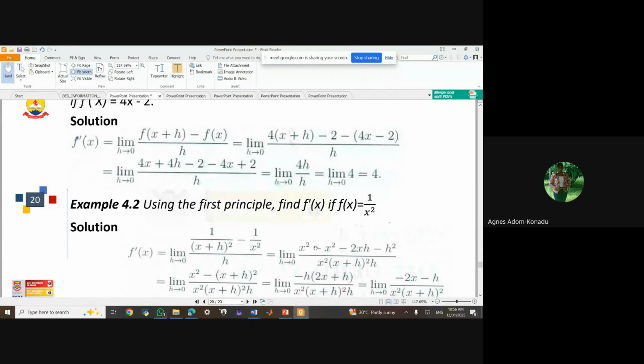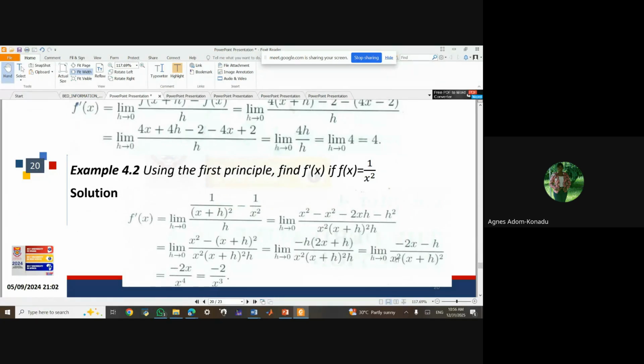When you simplify, you're going to get x squared minus 2xh minus h squared. X squared can go with x squared, and I'll have minus h into 2x plus h, all divided by x squared into x plus h squared. Then this h can go with this h, and I have minus 2x minus h divided by, still looking at the limits, x squared into x plus h all squared.